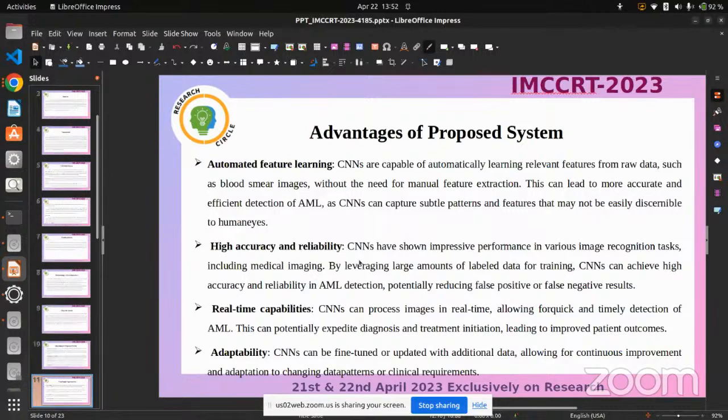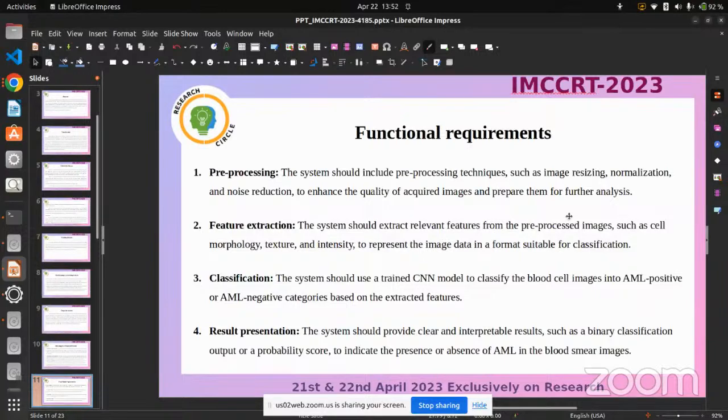These are basically the functional requirements. For pre-processing, we have to reduce some noise, normalize the image, and resize it, because the images might be in some raw format, and we have to get them into a format that is amenable for our model. Then feature extraction. The system must extract the relevant features from the images that are already pre-processed. Features might be morphology, texture, intensity, and whatever is required to differentiate whether the image is a cancer or normal image.